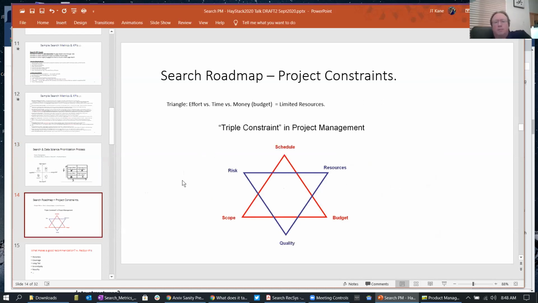This is one of the things about roadmaps: if you change one thing, you have to change something else. So you may be asked to do with less resources. That then affects your schedule. If your budget is reduced, you might not have the quality. So when you're dealing with directors or VPs, it's very important to make them understand that if they change something, they have to take a hit someplace else.